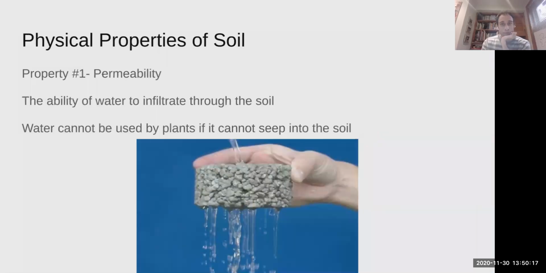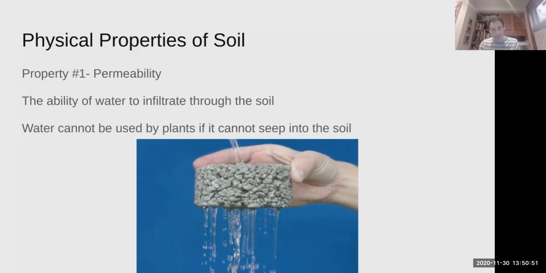So now we're getting into physical properties of soil. And again, we have 3 physical properties that we're going to want to get through. Physical property number 1 is permeability. If you remember from biology, you learned about the semi-permeable membrane. Permeability means the ability for something to pass through it. And in our case, it's going to be water. So the permeability of soil is how much water can pass through it. This picture is trying to show that.